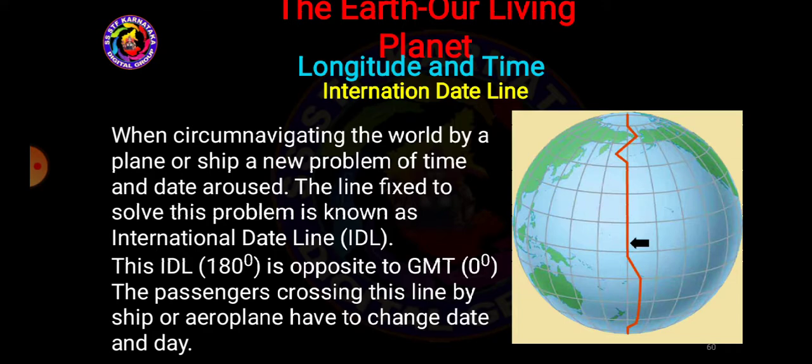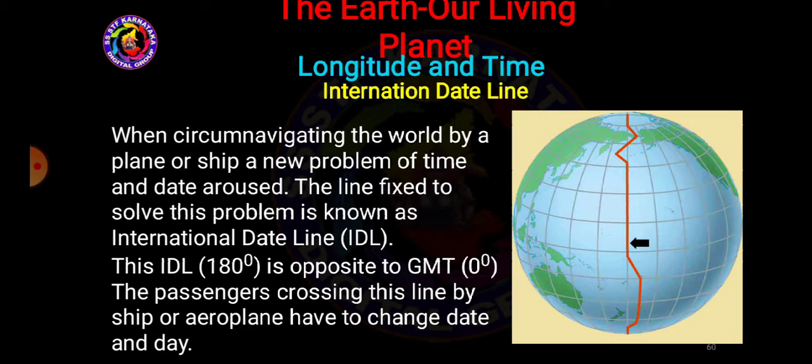When circumnavigating the world by a plane or ship, a new problem of time and date arose. When people went around the world, they faced a time and date problem. The line fixed to solve this problem is known as the International Date Line. In short, we call it IDL. This IDL is opposite to GMT, that is Greenwich Mean Time.